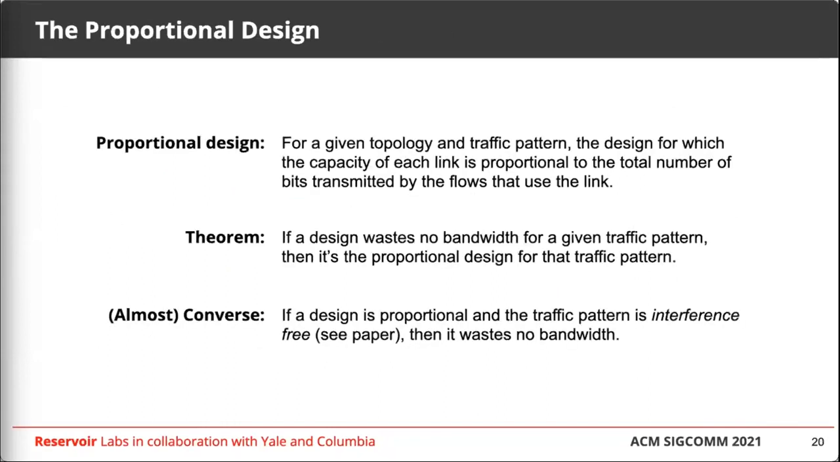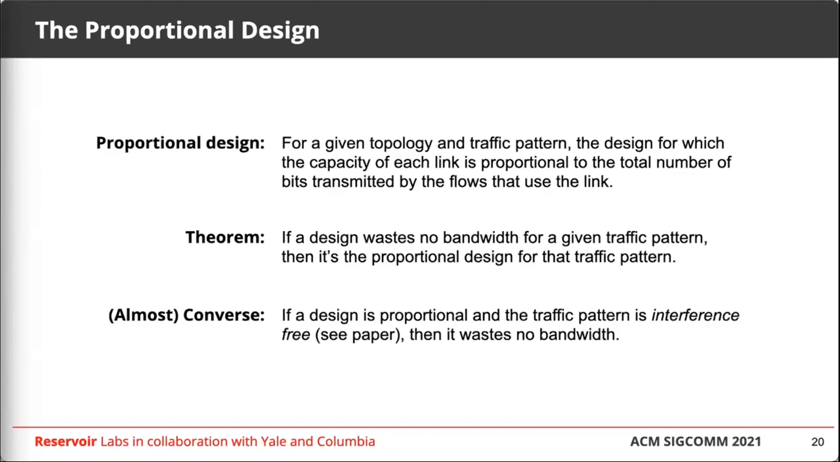A proportional design for a given traffic pattern is one where the capacity of each link is proportional to the total number of bits transmitted by the flows that use the link. So in the last example, the spine links each carry 4/3 as much traffic in total as the leaf links. So we set their capacity to 4/3 that of the leaf links.